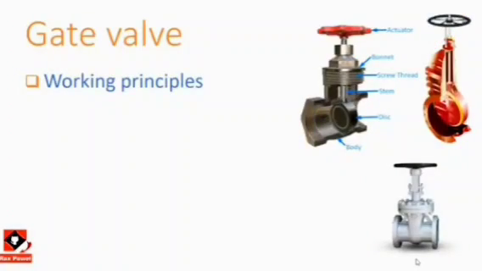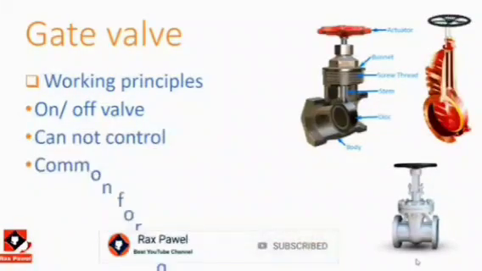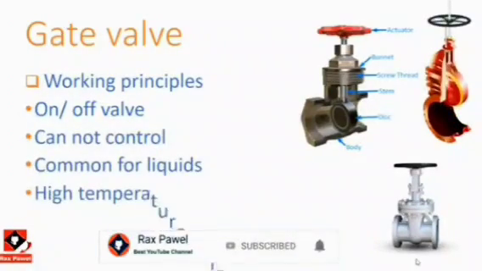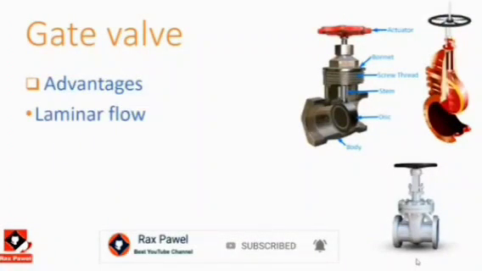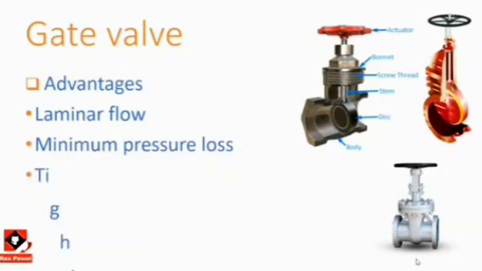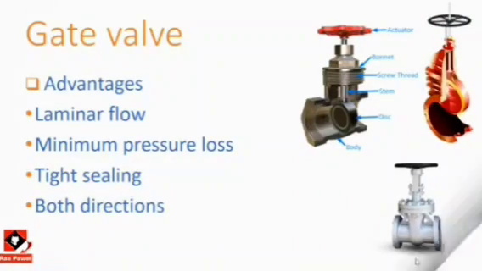Gate valve working principles. It applies only for on-off applications and is moved by a stem perpendicular to the direction of flow, and it cannot regulate or control the flow. Commonly used for liquids and suitable for high temperature and high pressure applications. Advantages. It provides laminar flow giving minimum pressure loss when fully open, and tight sealing when fully closed, and it is also possible to use in both directions.